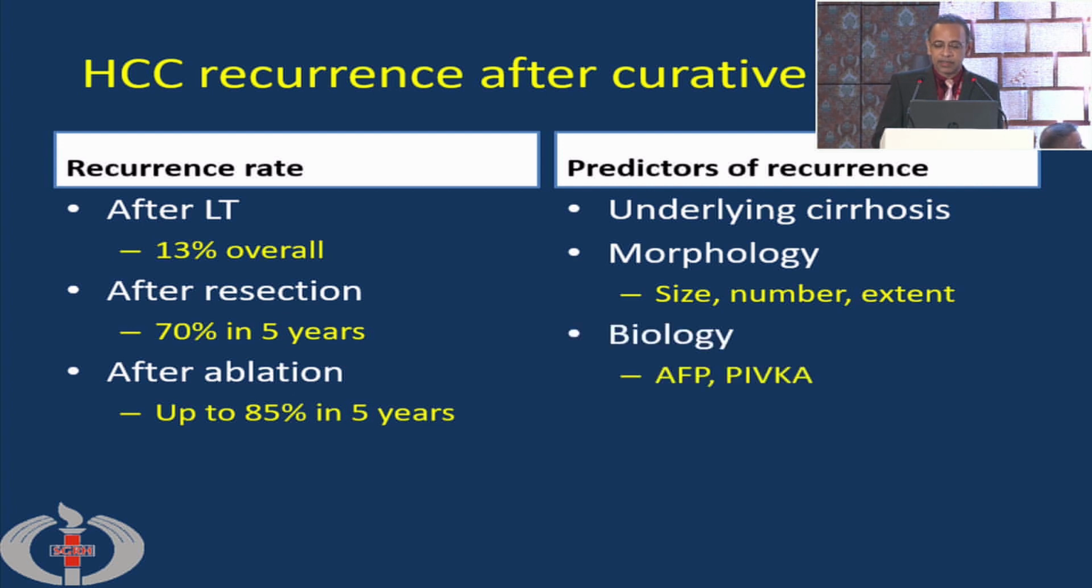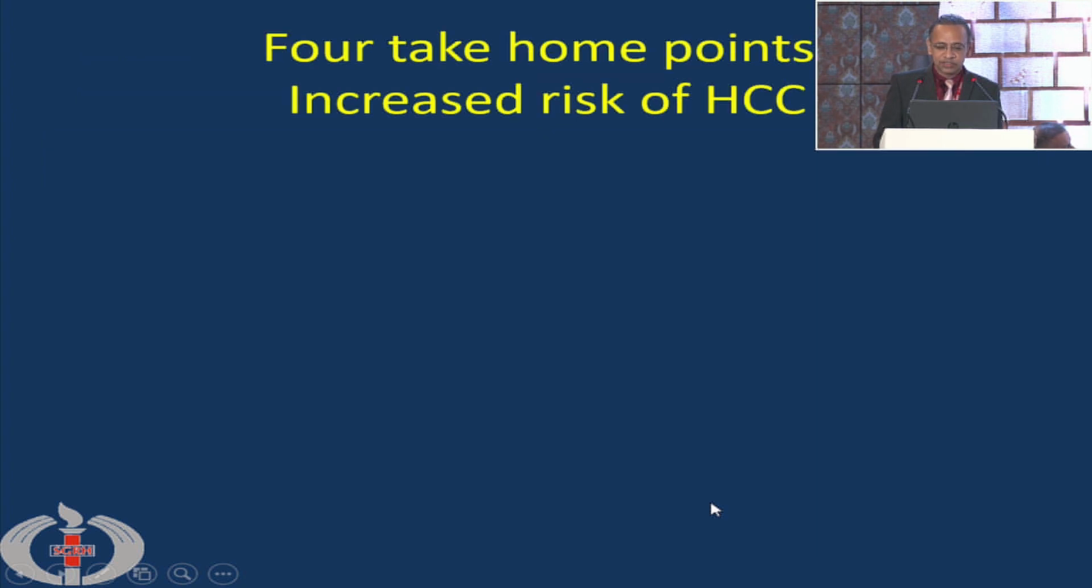The presence of underlying cirrhosis, and the morphology of the tumor: if the initial HCC was bigger in size, with a large number of tumor nodules and large extent, then there's a higher chance of recurrence even with curative therapy. Then biology: there's an increased role of alpha-fetoprotein and PIVKA. If these are higher, then there is a higher chance of recurrence later. And the etiology of HCC: HBV has a higher chance of recurrence.